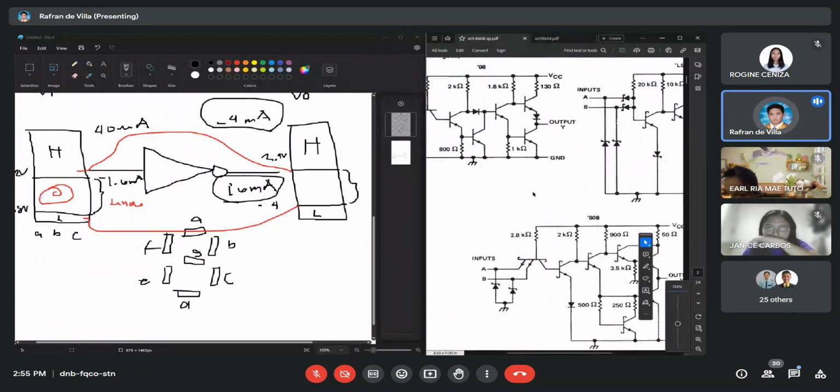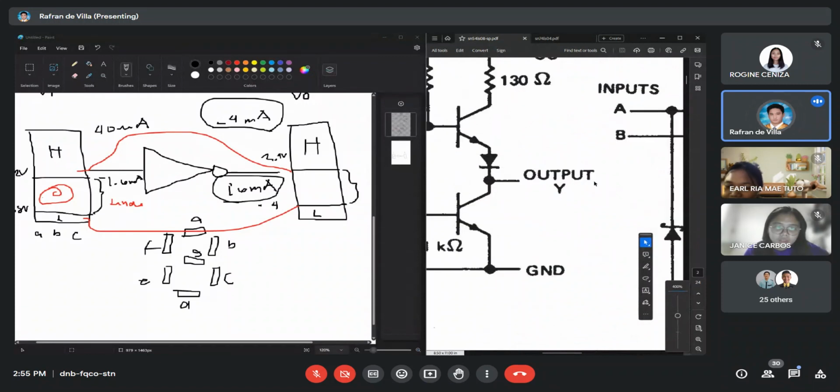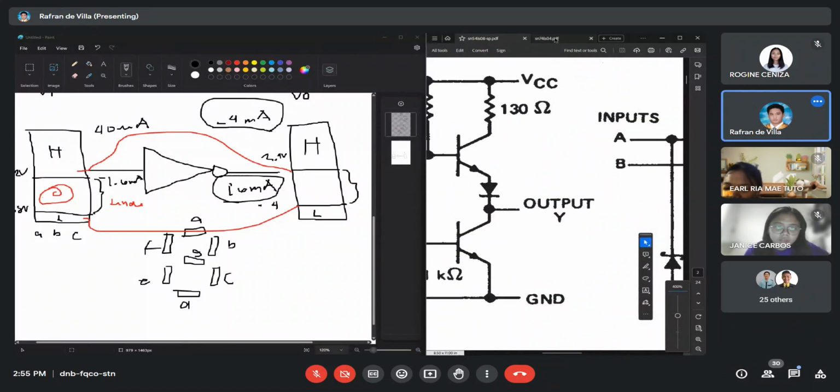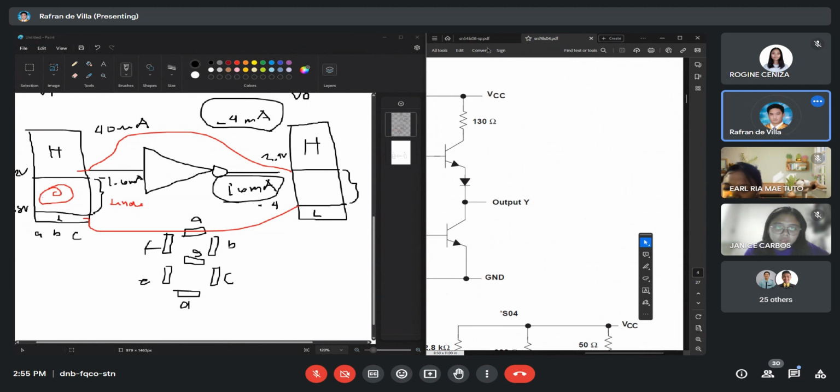And if you try to look at this output side, okay? So, are you familiar with the use of the transistor here, guys? The transistor here is acting as a switch. Okay? So it acts as a switch across the collector emitter.